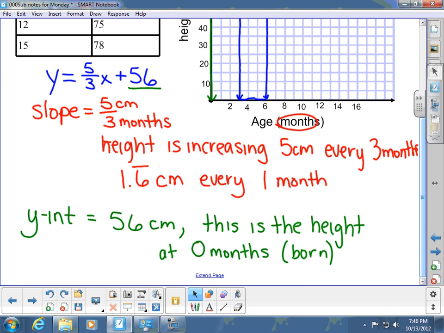When you have questions that are asking you what the slope and the y-intercept represent in terms of the story, it's really helpful to look at the units. Looking at the slope as being 5 centimeters every 3 months, and looking at the y-intercept as being 56 centimeters at 0 months.